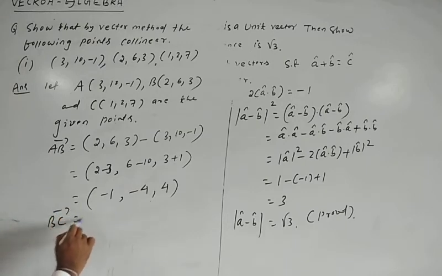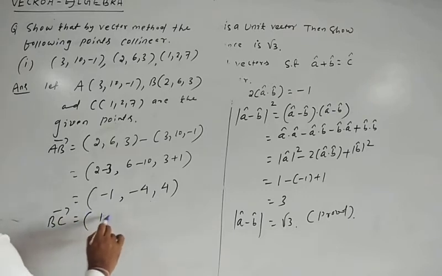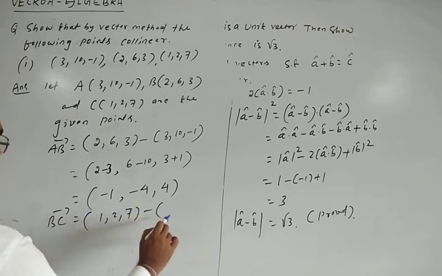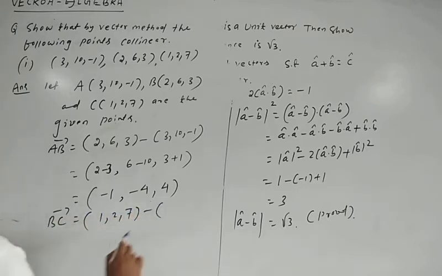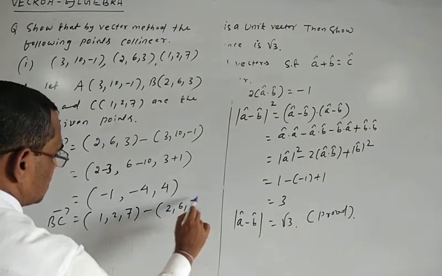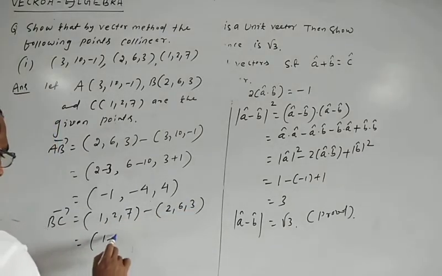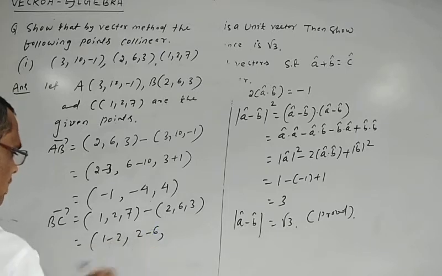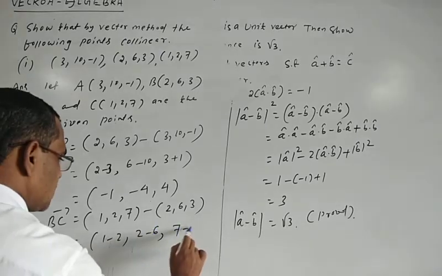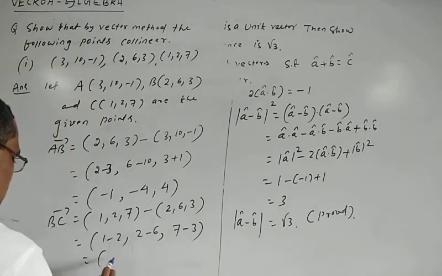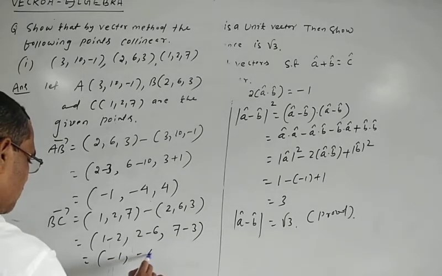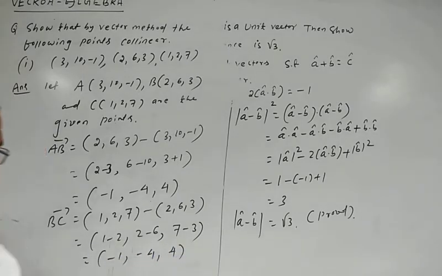Then BC vector is equal to position vector of C minus position vector of B. So 1, 2, 7 minus B, which is 2, 6, 3. So this is equal to 1 minus 2, 2 minus 6, and 7 minus 3. So this is equal to minus 1, minus 4, 4.